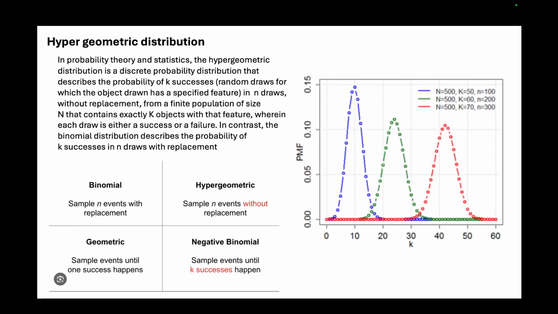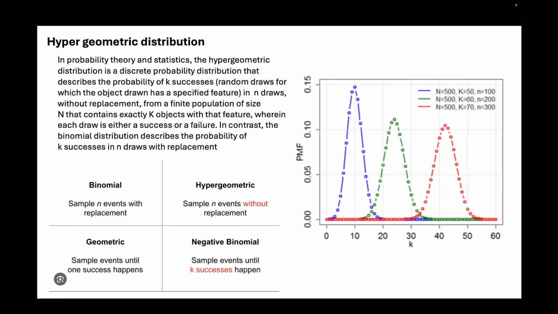In probability theory and statistics, the hypergeometric distribution is a discrete probability distribution that describes the probability of k successes, random draws for which the object drawn has a specified feature, in n draws without replacement. So without replacement is a very important term here. If you do replacement, then it doesn't remain a hypergeometric distribution, it becomes a binomial distribution, right?